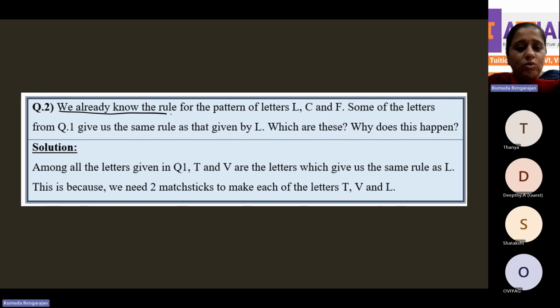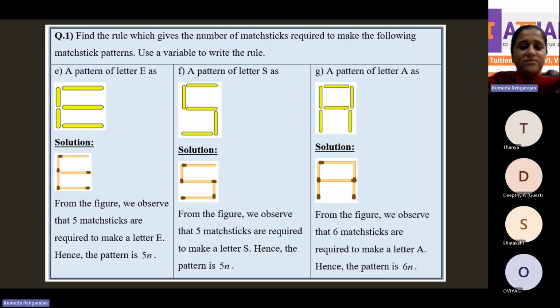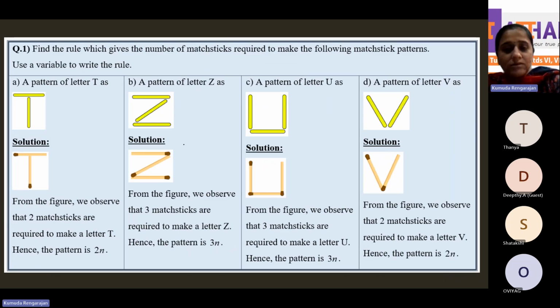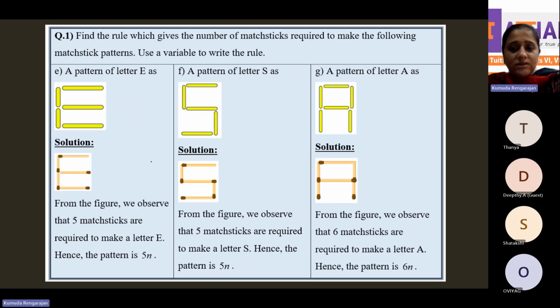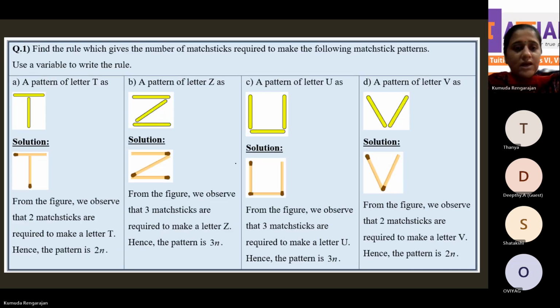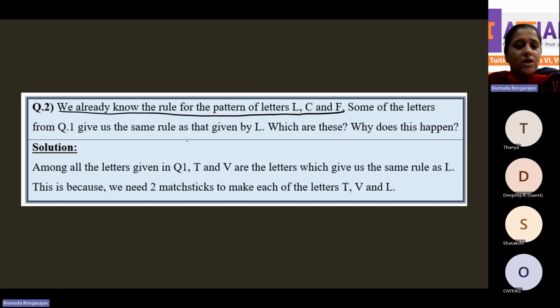We already know the rule for the pattern of the letters L, C, and F. See it, we did L. We already saw L here. Okay. L is not here. C, F. Okay, what is the question then? We already know the rule for the pattern of the letters L, C, F.